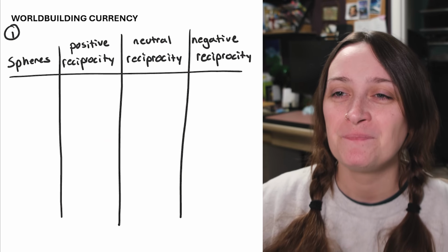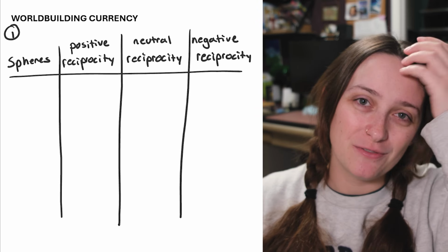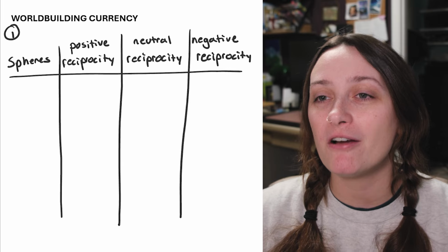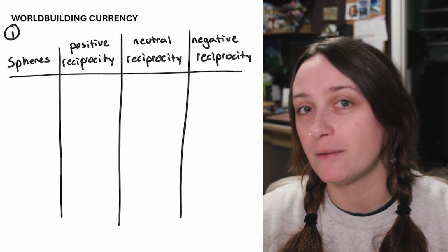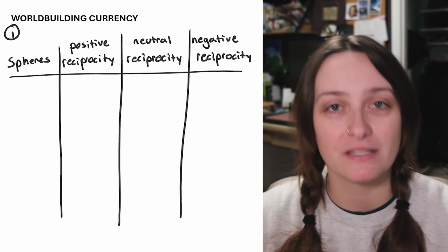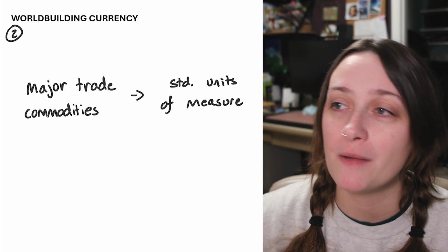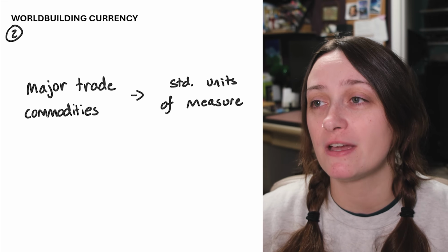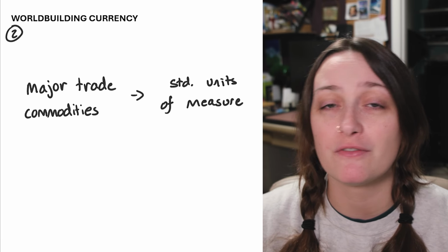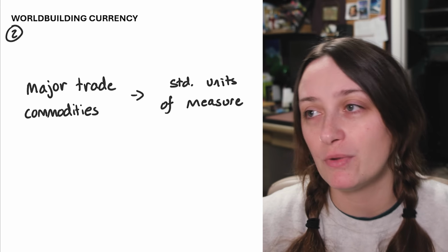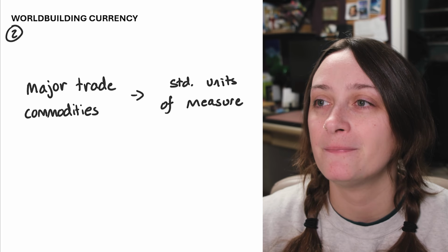So, the steps for this are a little bit more vague than my guides usually have. But our first step is going to be to think about what spheres of society operate under positive, neutral, and negative reciprocity, right? The second step is going to be to determine what the major commodities of the trade region were or are. This can help determine some standard units of measure used for trading, or what the actual commodity might be if we're in a commodity economy.